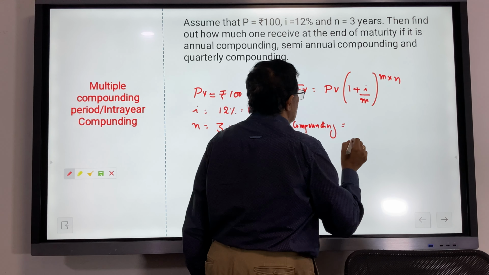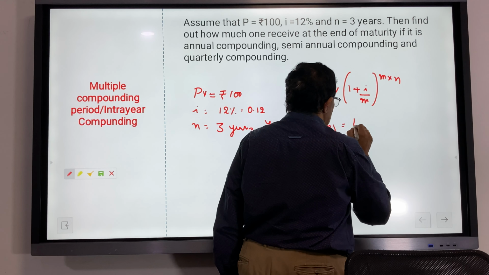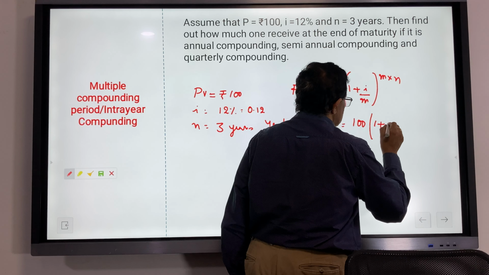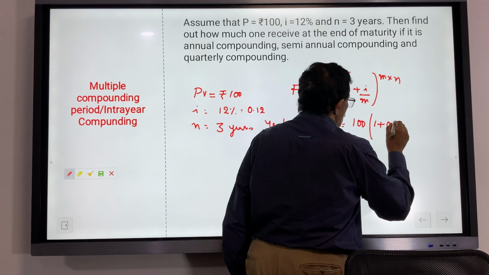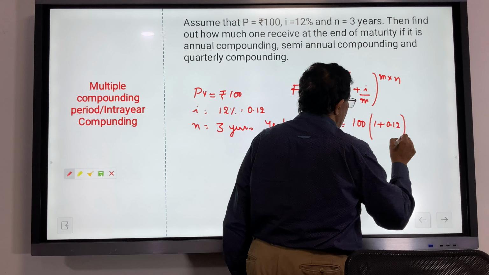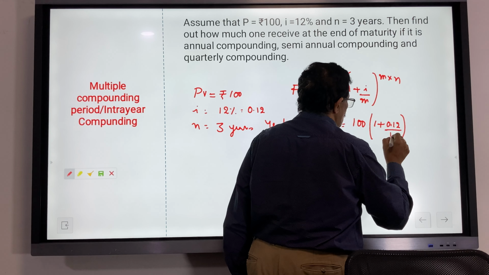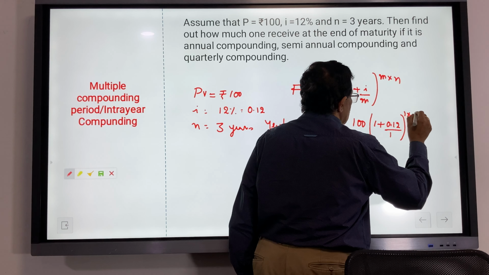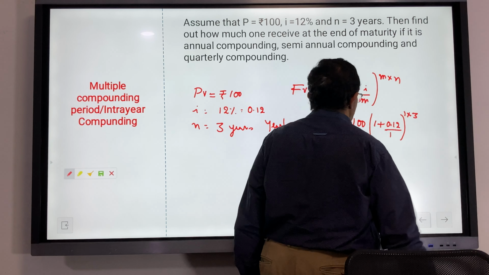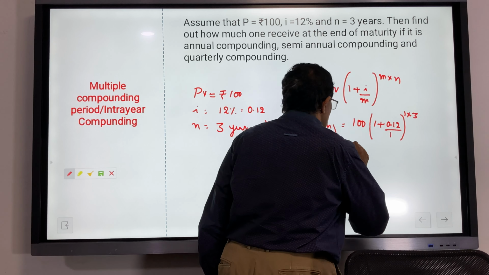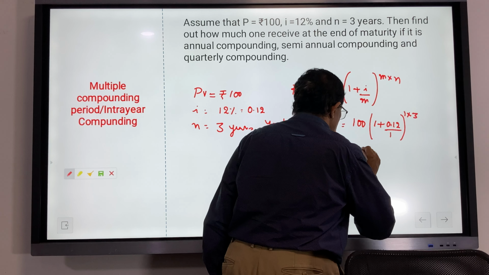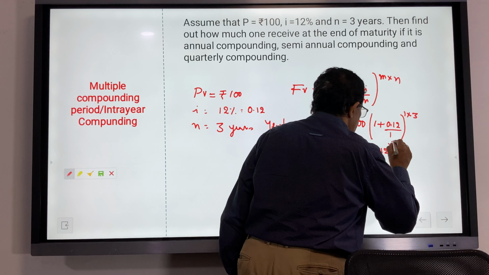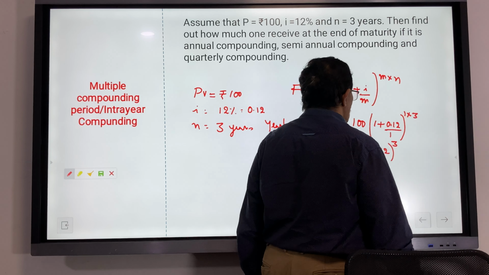then it is going to be 100 into 1 plus 0.12 divided by M, where M is only 1, and 3 is the number of periods. So this is the value which you are going to get, that is 100 into 1.12 whole power of 3. This is how the whole thing is there.